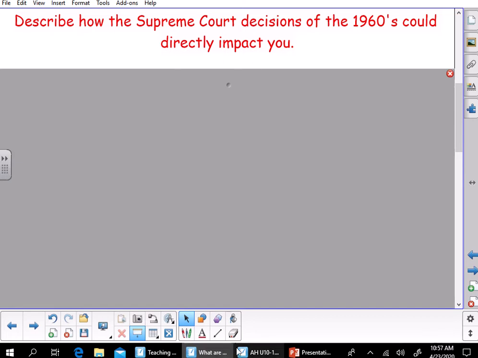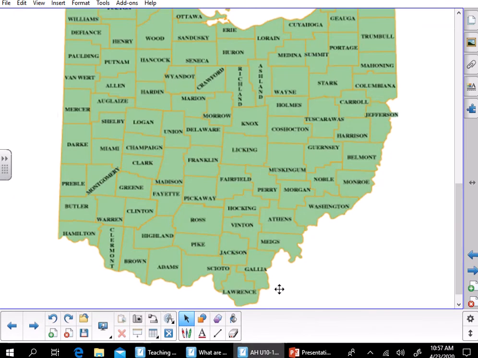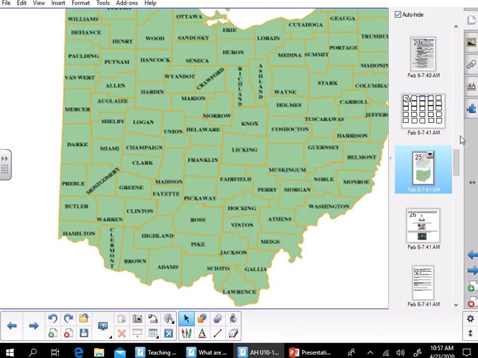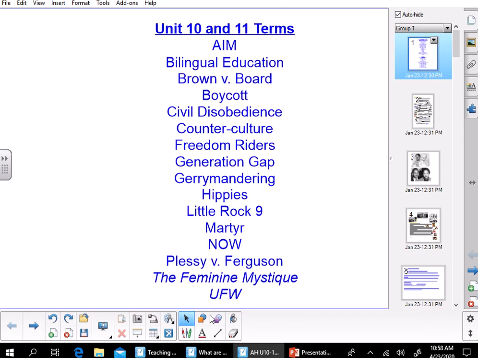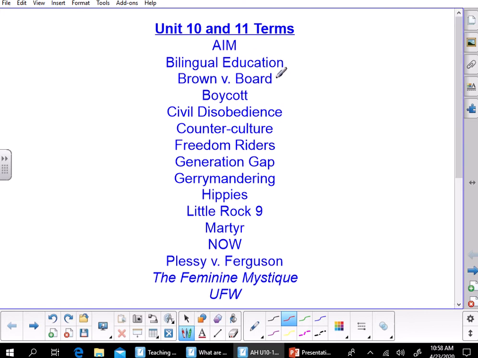So before we do that, let's go over a few things, a little bit of review. And that's not at all the page I want to be on. So, the first thing I want to review is we did these terms at the very beginning of the unit. And I just want to make sure you're familiar with these. So AIM will be covered in this unit. Bilingual education in Unit 11, I mean. Brown versus Board, you should know already. Boycott, you should know. Civil disobedience, you should know. Freedom riders, you should know.